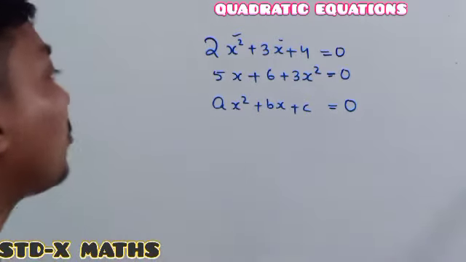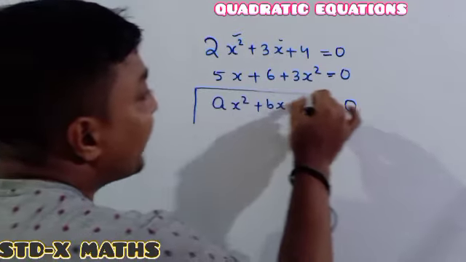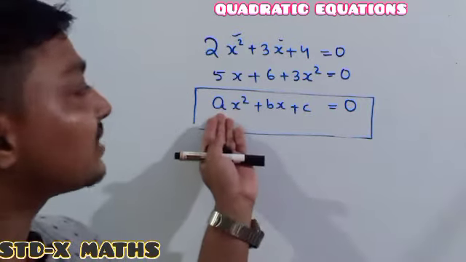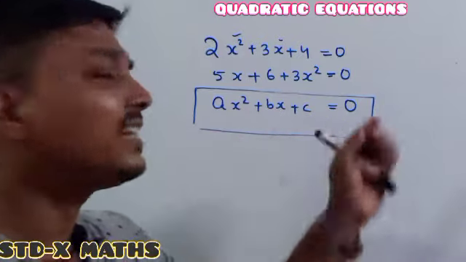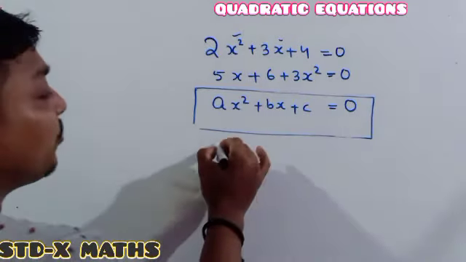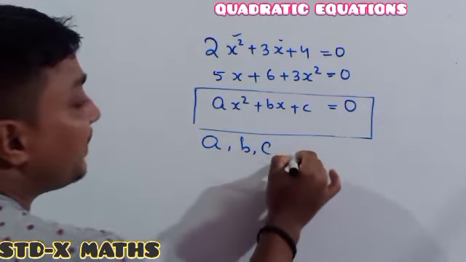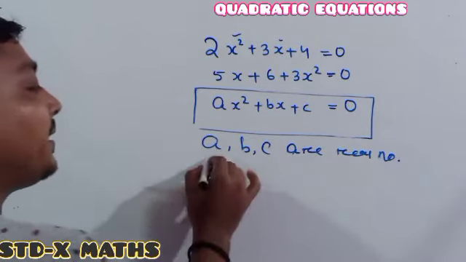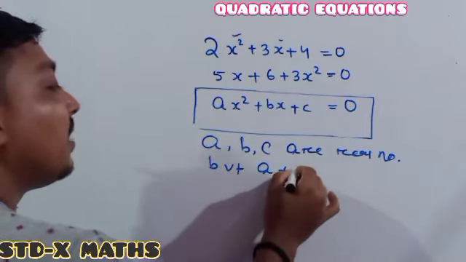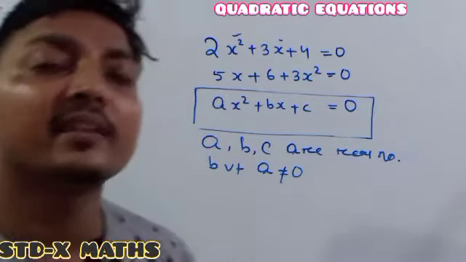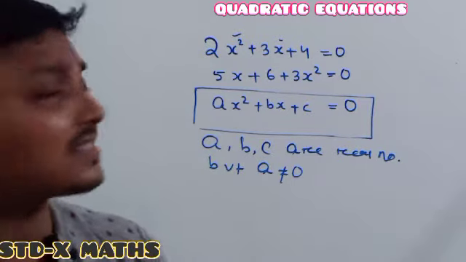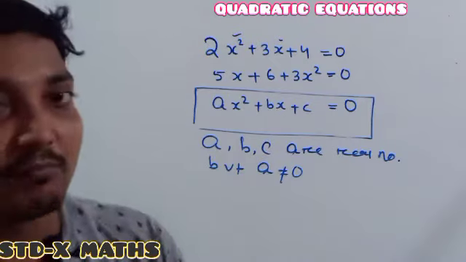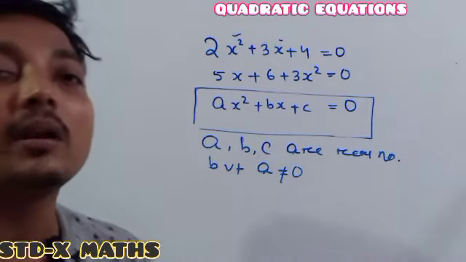This is one definition. Another definition you have to remember: the equation which is in the form ax square plus bx plus c is equal to 0, where a, b, c are real numbers, but a should not be 0. Someone will ask, what do you mean by a, b and c? A, b, c are real numbers, but a should not be 0.